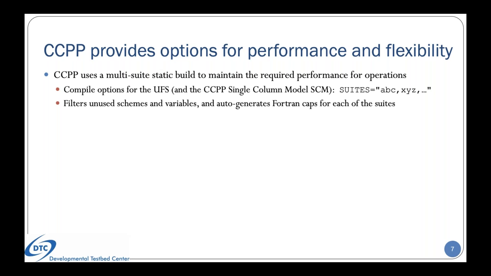There is no branching in there. There is no if Thompson then do this, otherwise if GFDL microphysics do this. It calls a shallow convection scheme, a deep convection scheme, a PBL scheme, an interstitial scheme, a microphysics scheme, done.